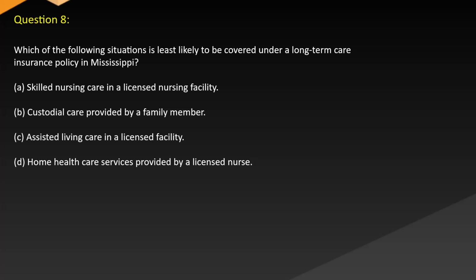Question 8. Which of the following situations is least likely to be covered under a long-term care insurance policy in Mississippi? A. Skilled nursing care in a licensed nursing facility. B. Custodial care provided by a family member. C. Assisted living care in a licensed facility. D. Home health care services provided by a licensed nurse.